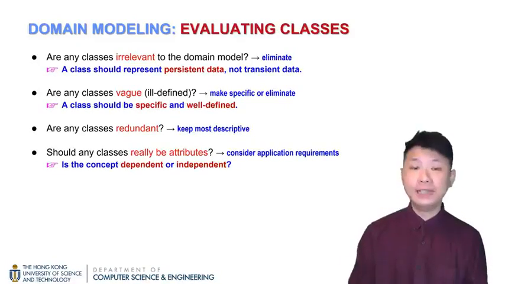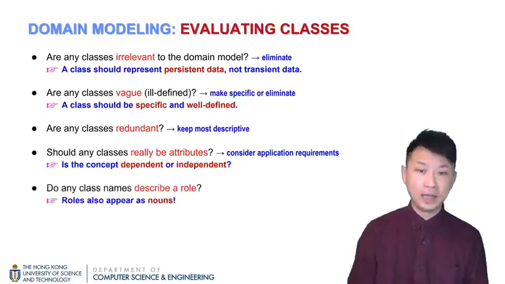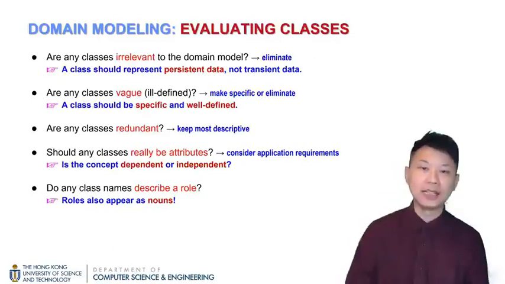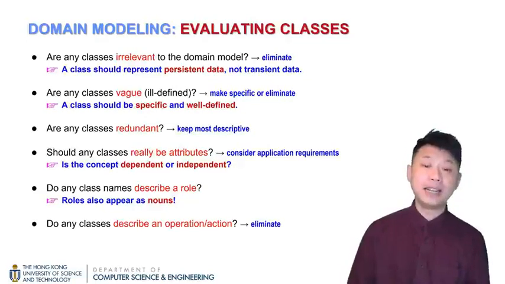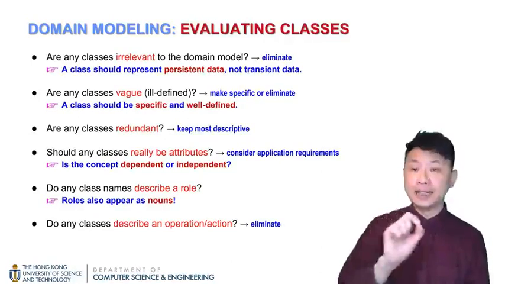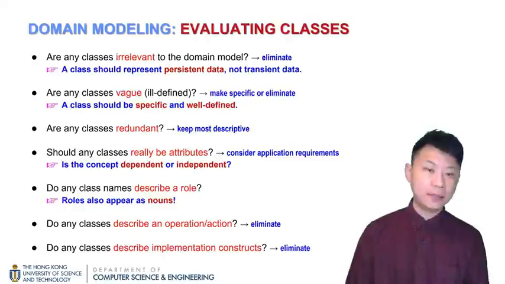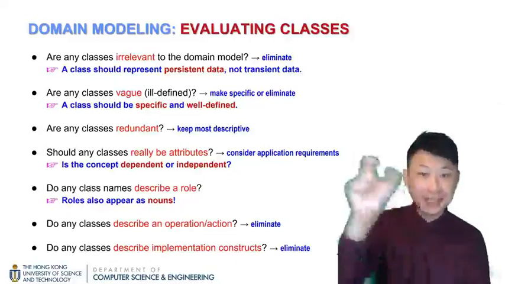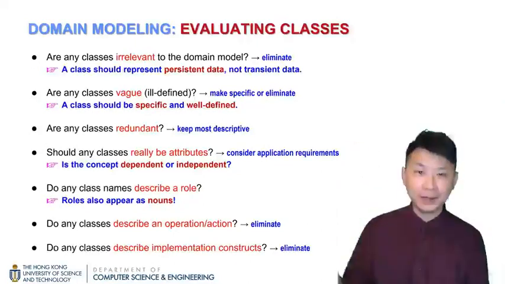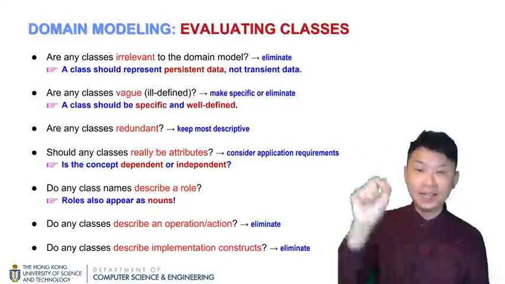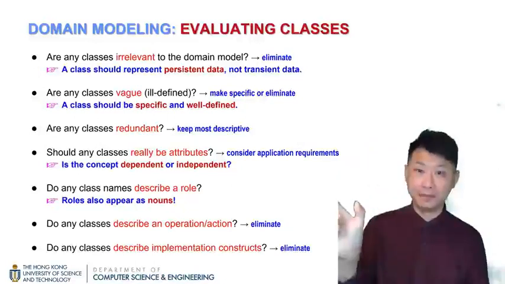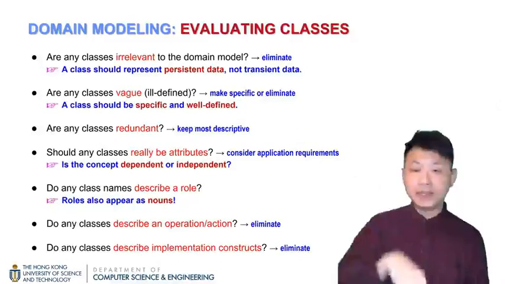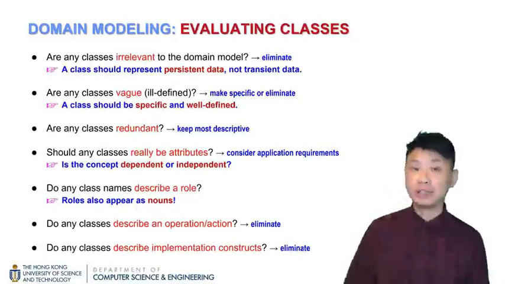If some of the classes are really attributes, then you make them attributes, but not classes. If some of the class names describe a role, then you make it a role name under an association, but not a class. If some of the classes are operations, actions, or even functionality, you eliminate them. And if some of the classes describe implementation constructs, for example, in your problem statement you have a sentence saying that we have to build a system. Notice that system is a noun, but it is the system that you're going to build. You don't put a system on your class diagram. So you have to eliminate, for example, system from the problem statement, which is an implementation construct. That means something that you have to implement. You don't include them in your class diagram.